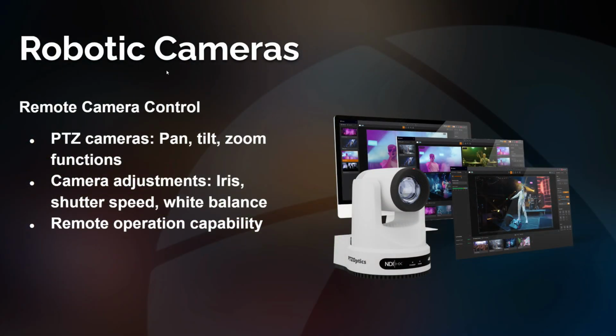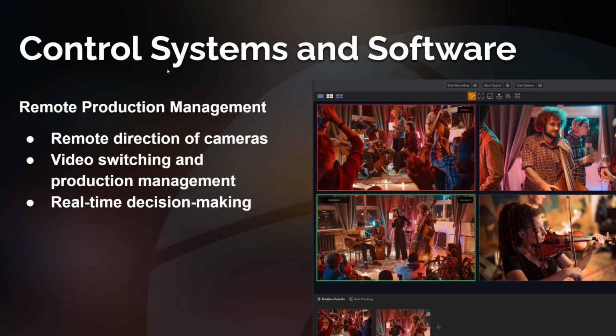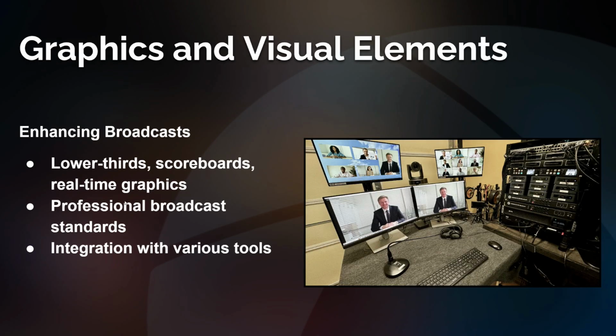So we're going to go over robotic cameras a little bit more in this course today. We're going to go over control systems and how to remotely control these cameras, how to do the video switching, and how to make real-time decisions on which camera you want to control and which camera you want to switch to, and how to record all your cameras and make sure that everything is recorded properly. And then, of course, there's graphics.